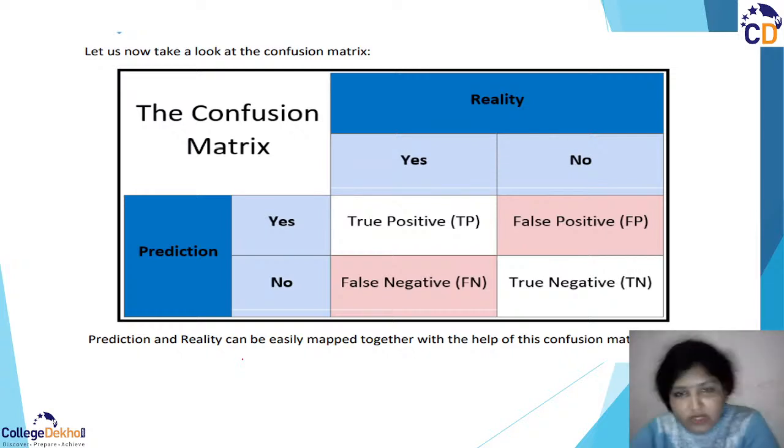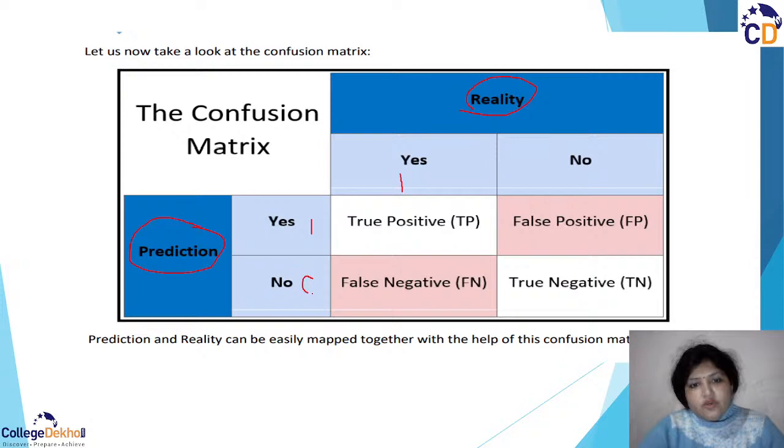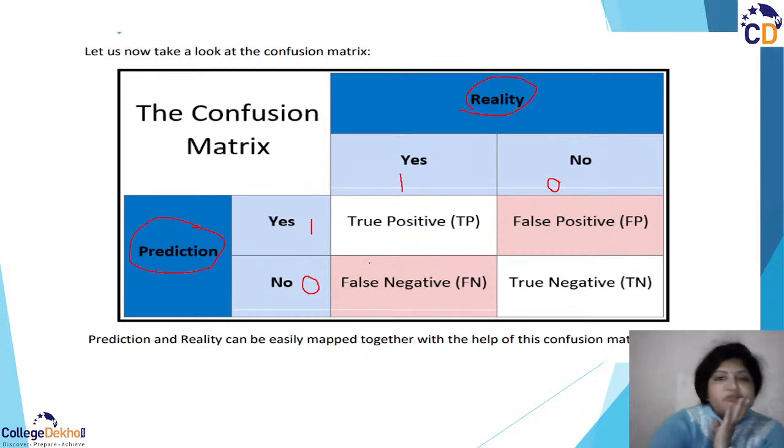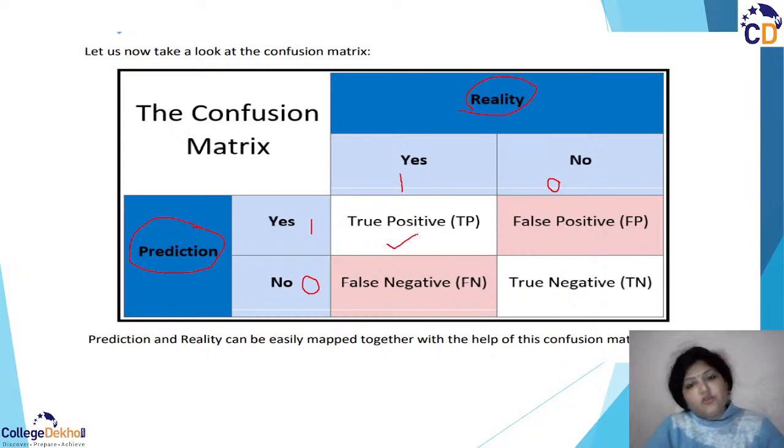How to record a confusion matrix? Here you write down the reality and here you write down the prediction. Most of the time we write yes for 1 and 0 for no. If reality is yes and prediction is also yes, you get the condition that is true positive. If both are no, both are matching, that is true negative.